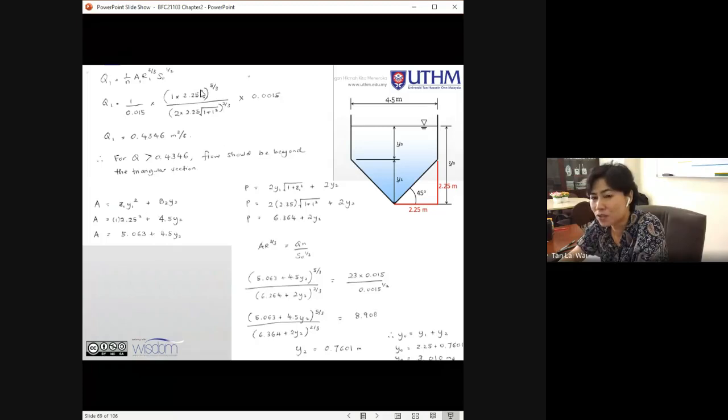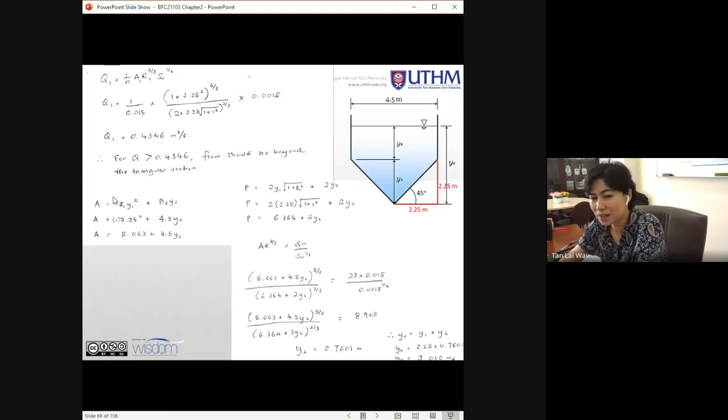The formula is actually for a triangular section. I found that my Q for the triangular section is 0.4346 meter cube per second. Therefore, I know that my Y naught is actually more than 2.25 meter. So the depth of flow actually goes beyond my triangular section, and therefore I have to account for both sections.